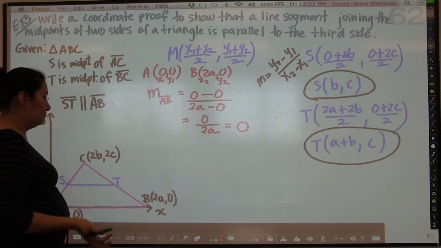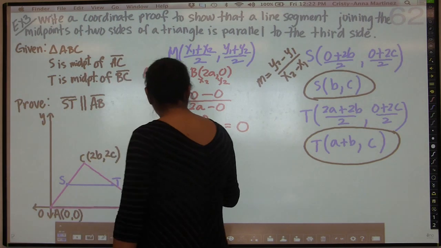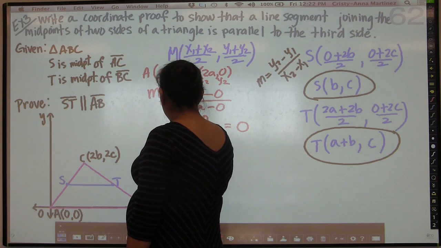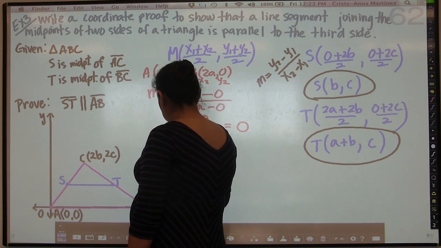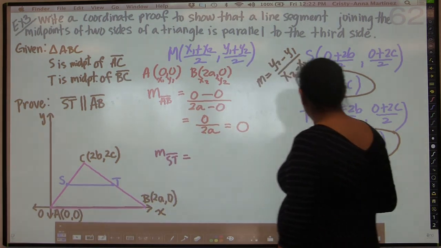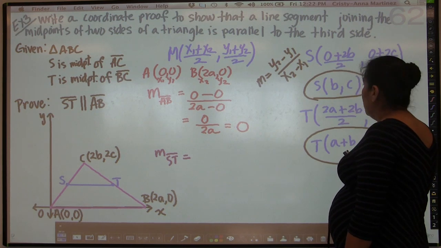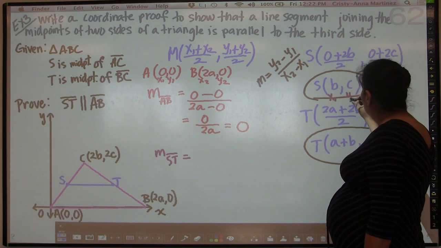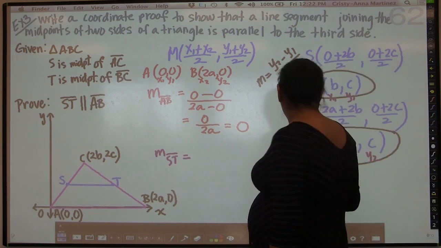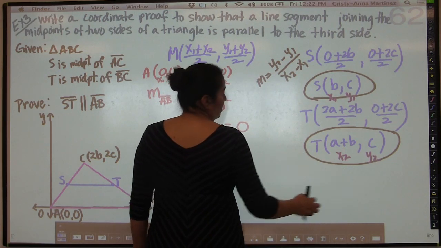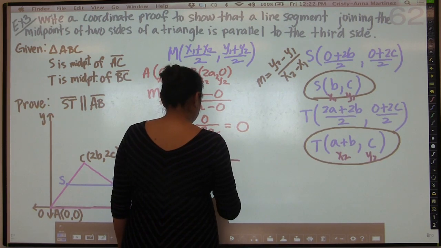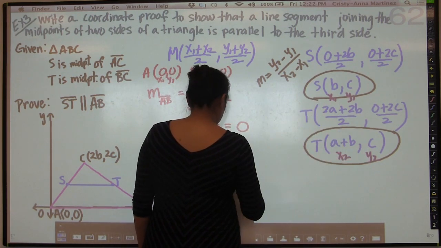The slope is 0. Now I want to find the slope of ST, and I'll do that in a different color so we're not confused here. So again, I'm going to put my little symbol here, ST. I'm going to find the slope of ST, and that's going to be using point S and point T. Again, we're going to call this x1, y1, x2, y2. And so when I plug it into the formula, I'm going to get y2, which is c, minus y1, which is also c, all over x2, which is a plus b, minus x1, which is b.